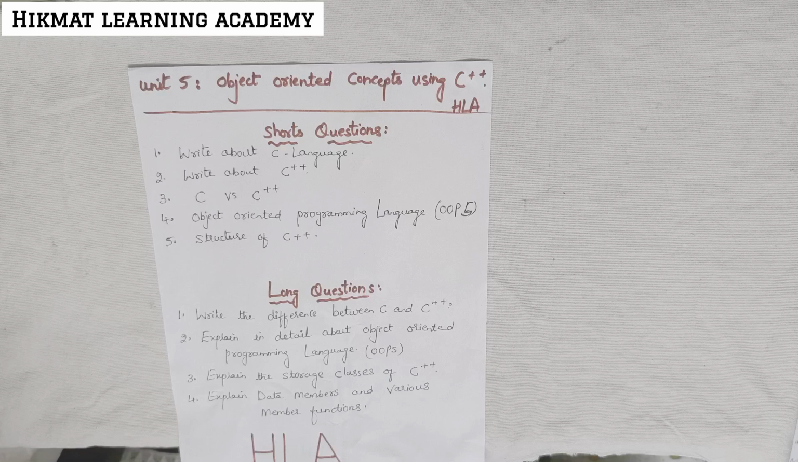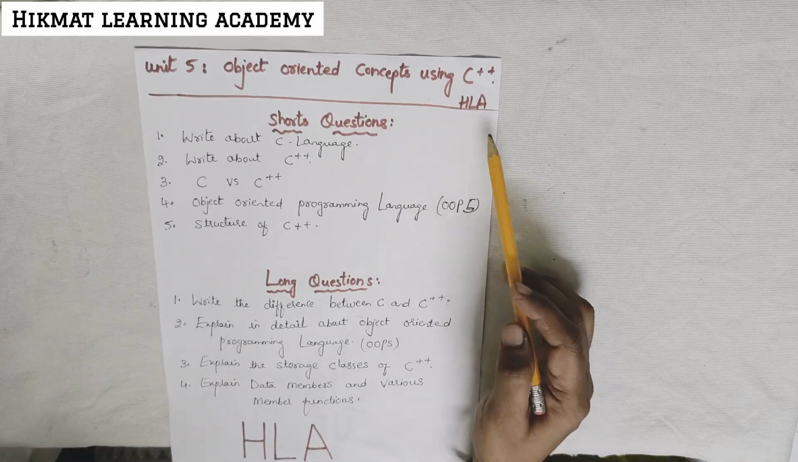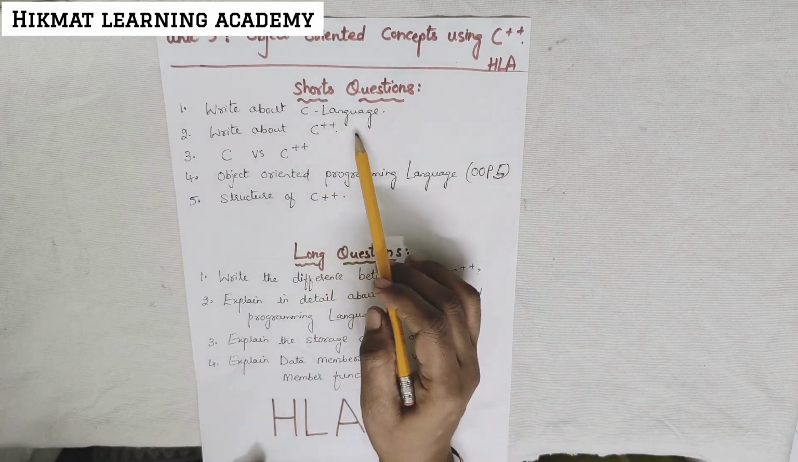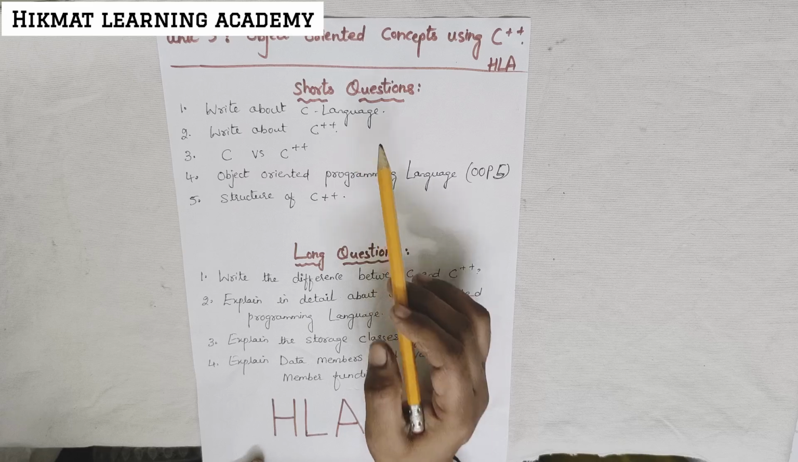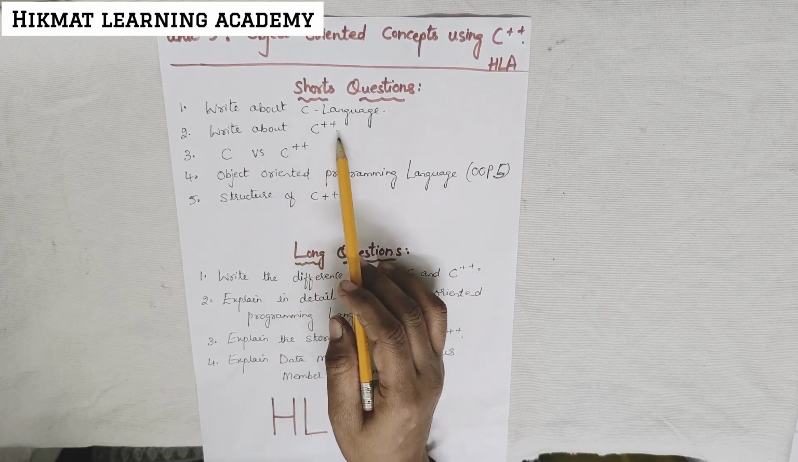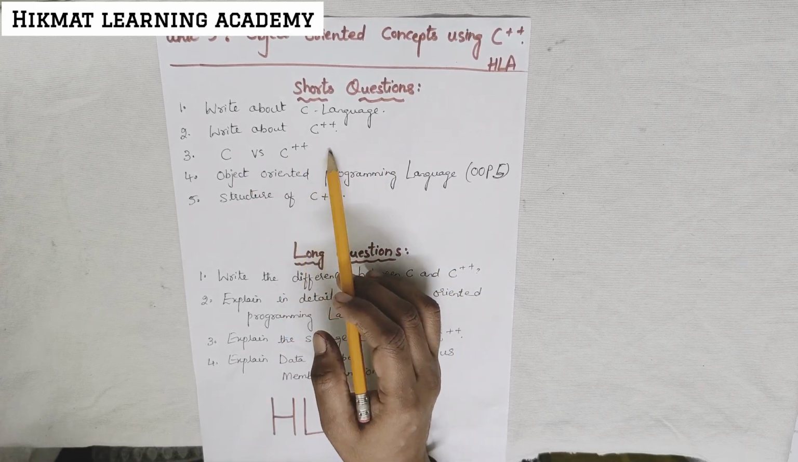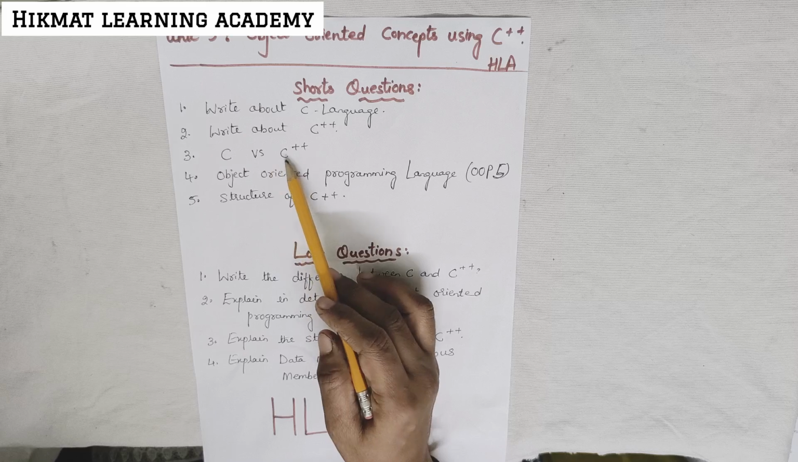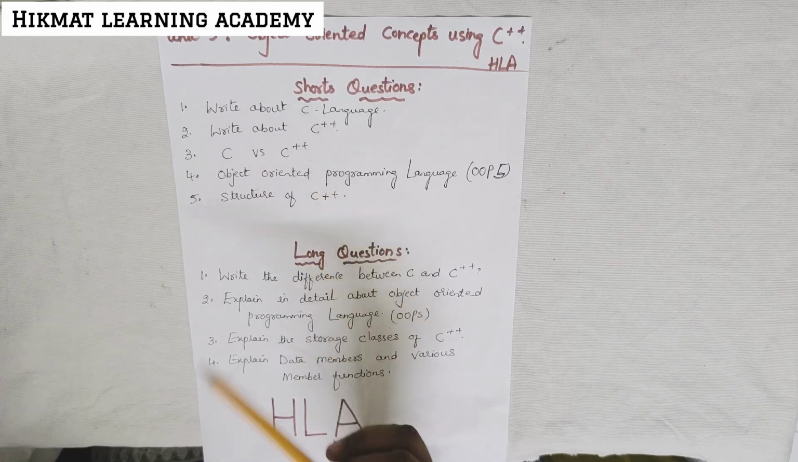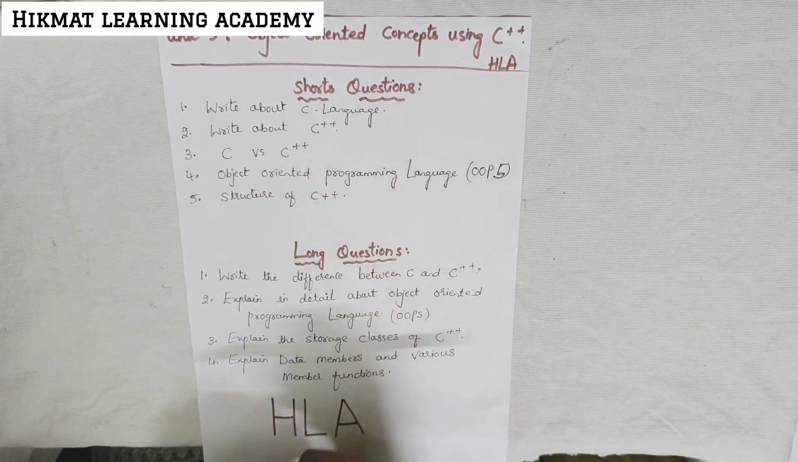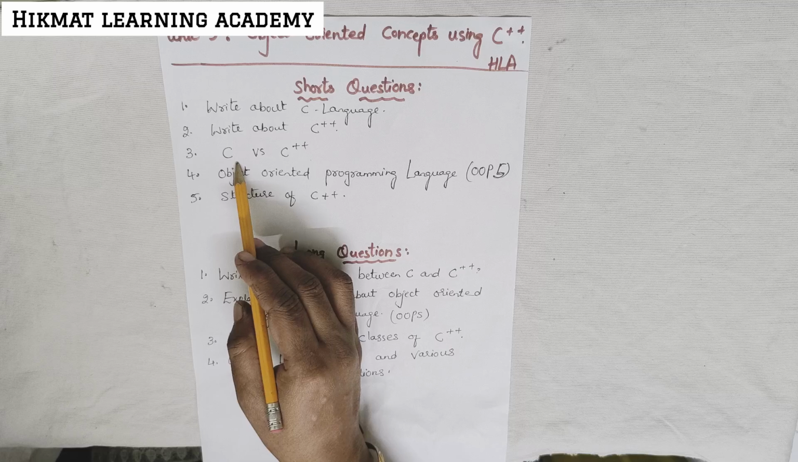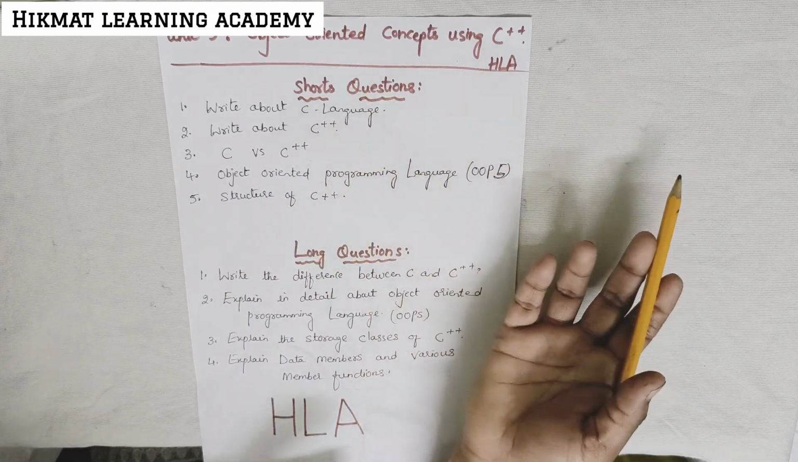Now next move to unit 5. Object oriented concept using C++. Now write about C language. Write about C language. Write about C++. C versus C++. This is an important question. If you read 5 points here, those 5 points you write down, you will attempt that question.